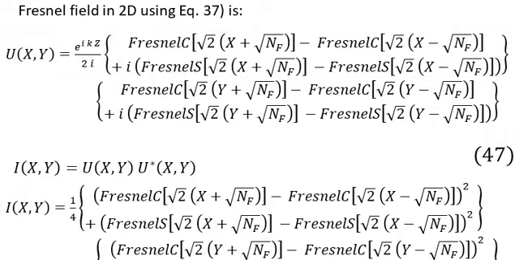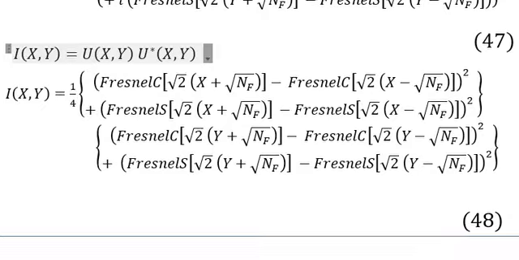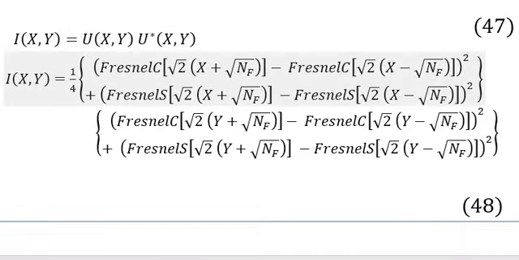But sometimes we are interested in the intensity, because intensity is the quantity we can visualize practically. So let's calculate the intensity. I of x comma y in variables capital X and capital Y is equal to u of capital X comma capital Y multiplied by the complex conjugate of u as a function of capital X and capital Y. So taking the complex conjugate of equation number 47 and equation 47 itself, plugging that in and simplifying, we get the result as given in equation number 48.